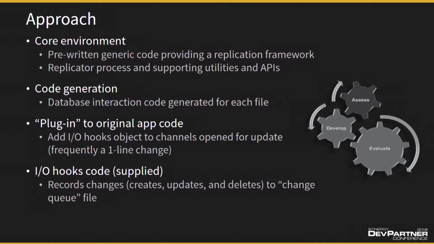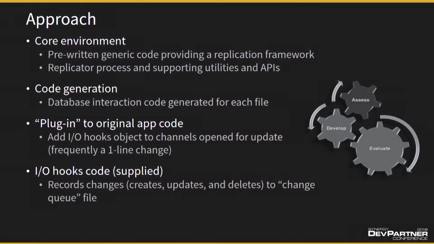Then we plug the environment into your original application, and the mechanism we use to do that is I/O hooks. One of the provided routines is called xcore configure replication. You pass it a channel number, and it looks at that channel and asks, is this channel open for update?